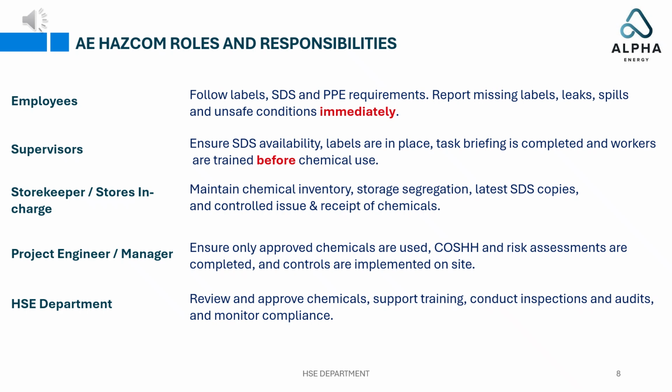Project engineers and managers, you ensure that only approved chemicals are used on your site. You must complete COSHH and risk assessments, and make sure controls are implemented before work starts. And finally, the HSE department reviews and approves chemicals, supports training, conducts inspections and audits, and monitors overall compliance. We're here to support you, but everyone has a role.